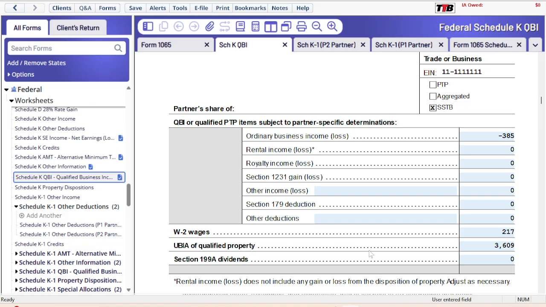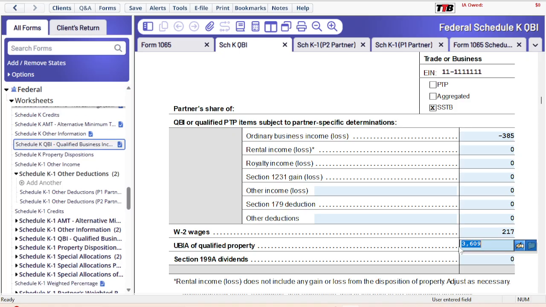I don't know if inventory was involved, but it's coming from there. So we are going to just leave it alone the way it thinks it should be. Once you enter your things in it, the software should be able to calculate your QBI for you, and then you have Schedule K, and that will be divided between the partners.